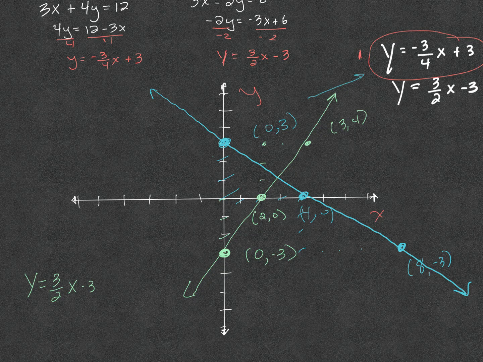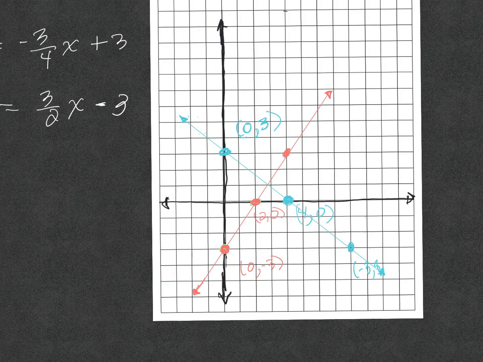Okay. Now, I just want to include a little bit more precise of a graph. So what we had graphed is y equal to negative 3 over 4x plus 3 and y equal to 3 over 2x minus 3. Let me go ahead and write that in. So the red one was definitely y equal to 3 over 2x minus 3 because that's the intercept. And the blue one is definitely y equal to negative 3 over 4x plus 3 because that's the intercept.